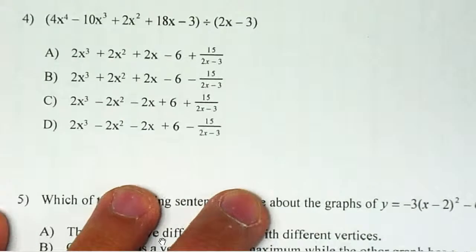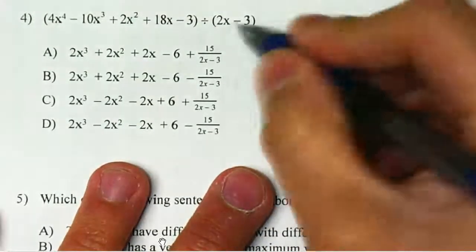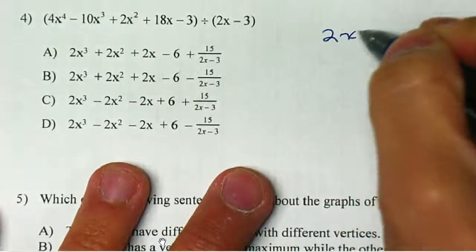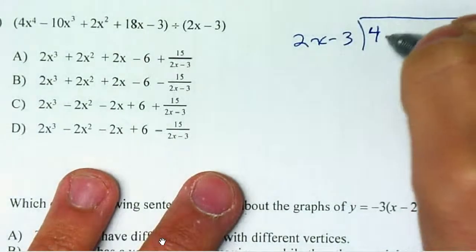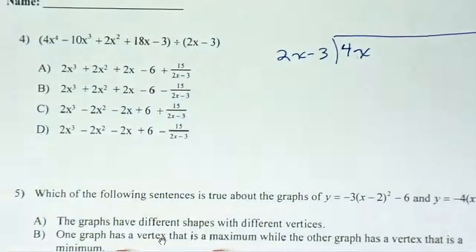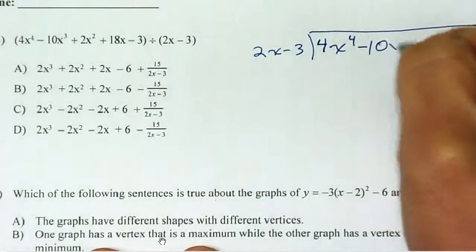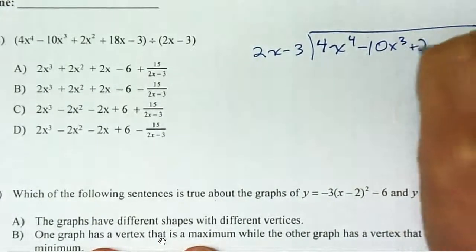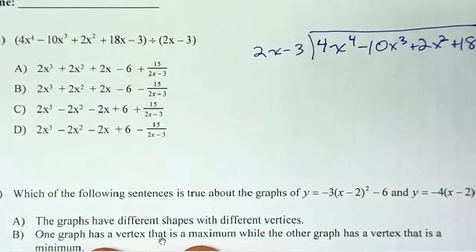Number 4 is just a straightforward long division problem, so we'll set it up. What we're dividing by goes on the outside, and then inside I have this whole thing. So that's 4x. Zoom out a little. 4x to the fourth minus 10x cubed plus 2x squared plus 18x minus 3.